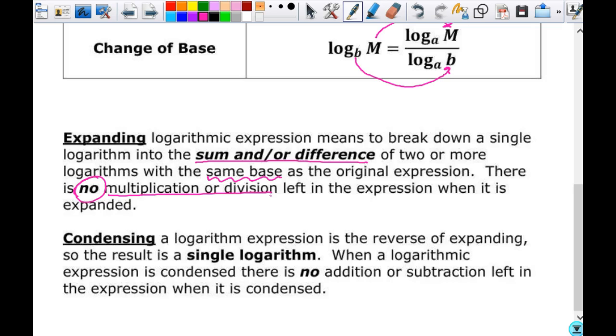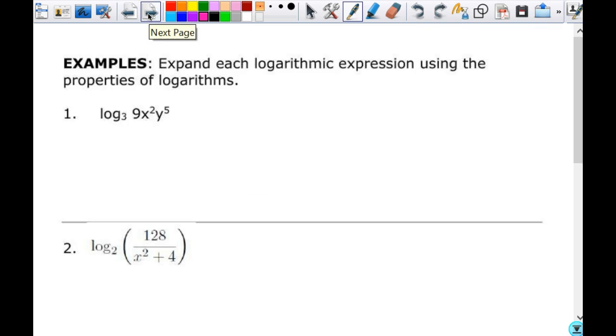I think that concept of expanding probably makes sense. You're making it larger. But then condensing, it's the reverse, obviously, and you end up with a single logarithm. When it is condensed, there is no addition or subtraction left in the expression. So if it's condensed all the way, there's no addition and subtraction. If it's expanded all the way, there's no multiplication or division. Okay, we all good on that? Because you could always do something halfway. You got to make sure you do it all the way. Alrighty, let's try this first one then.